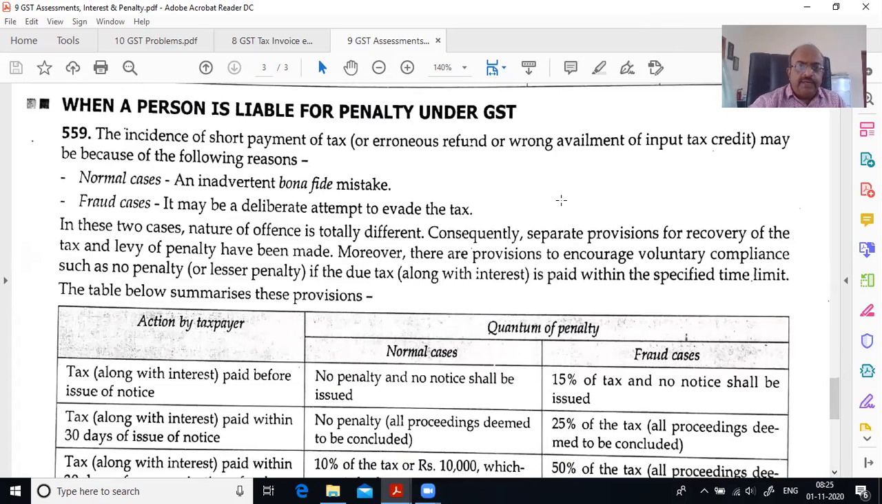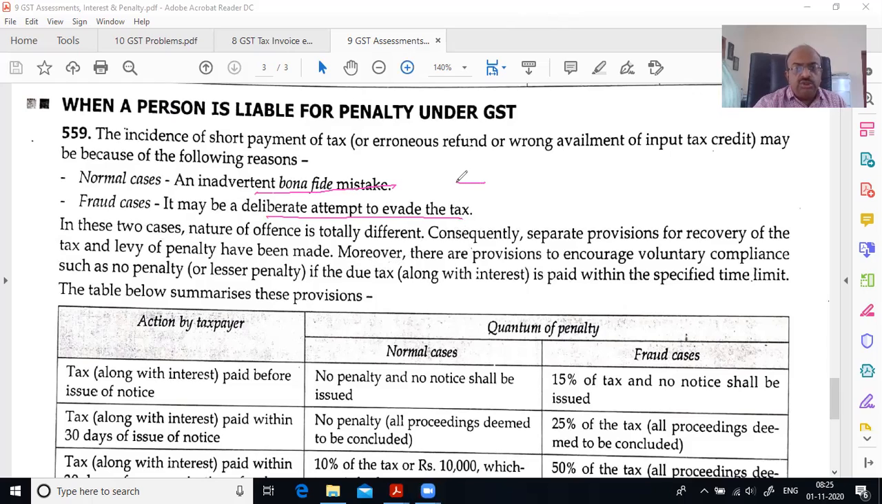Last one is penalty. Now under this, incidence of short payment of tax or erroneous refund or wrong availment of input tax may be because of the following reasons. Why? Normal case, by mistake. See, you can always make a mistake, right? Inadvertent bona fide mistake. Fraud cases is a deliberate attempt to.